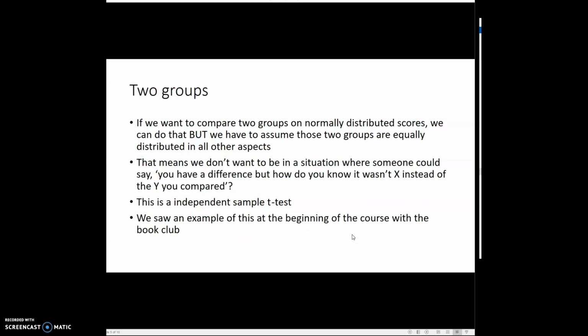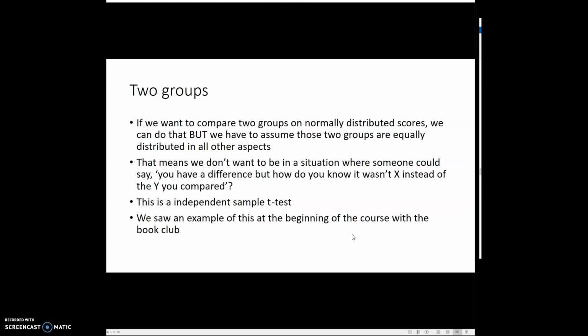Another thing that you can do is if you want to compare two groups on normally distributed scores, we can do that, but we have to assume those two groups are equally distributed in all other aspects. So for example, we might want to compare the third graders at one school to the third graders at another school. But that doesn't mean that the third graders at one school look anything like the third graders at the other. And if they don't, then you can't say that there's any difference between the two, even if you run the test, because the groups aren't the same.